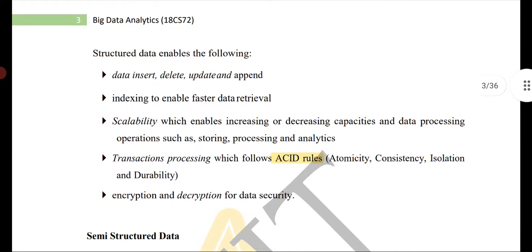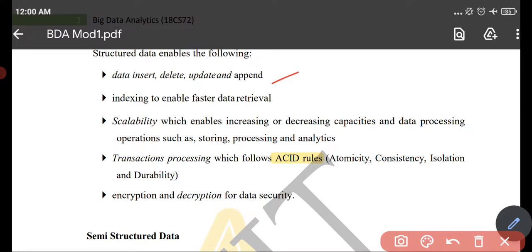And the next, here we can insert, delete, append, or even indexing is easy, enabling faster data retrieval, and scalability can be done. Transaction processing, that is ACID properties, will be applied, and even encryption and decryption for the data capacities, data security is done.